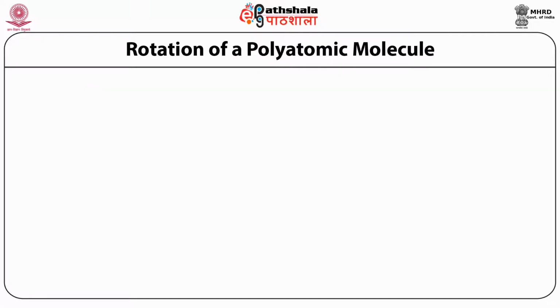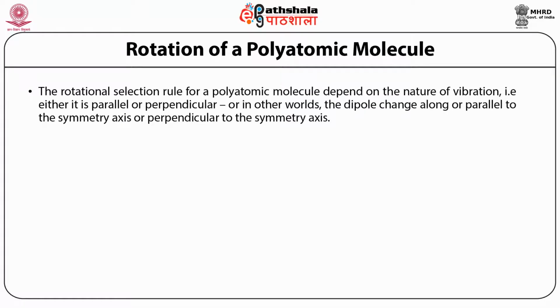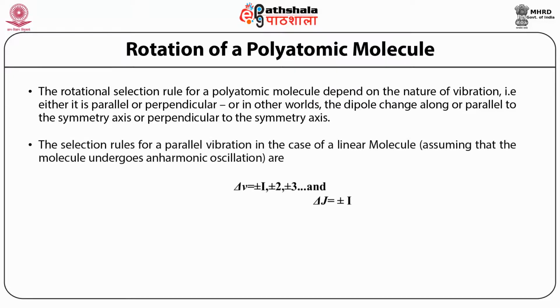Coming to rotational spectroscopy of polyatomic molecules, the rotational selection rule for a polyatomic molecule depends on the nature of vibration, that is, either it is parallel or perpendicular, or in other words, the dipole change is along, or parallel to, the symmetry axis or perpendicular to the symmetry axis. The selection rules for a parallel vibration in the case of a linear molecule, assuming that the molecule undergoes harmonic oscillation, are delta nu is equal to plus minus 1, plus minus 2, plus minus 3, and delta J is equal to plus minus 1.